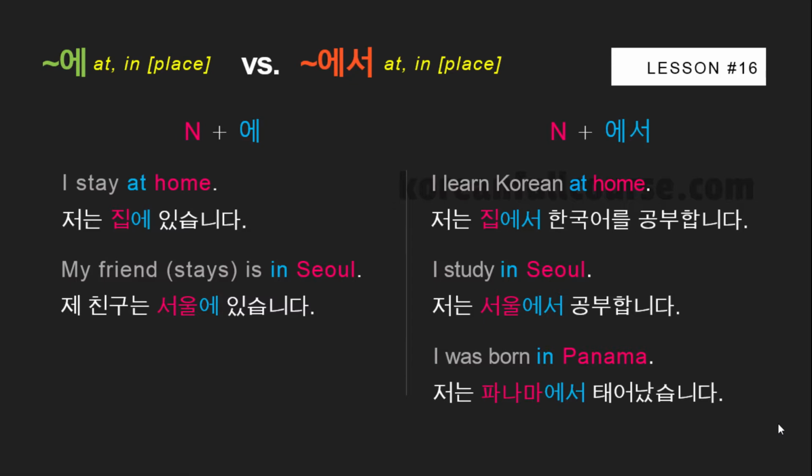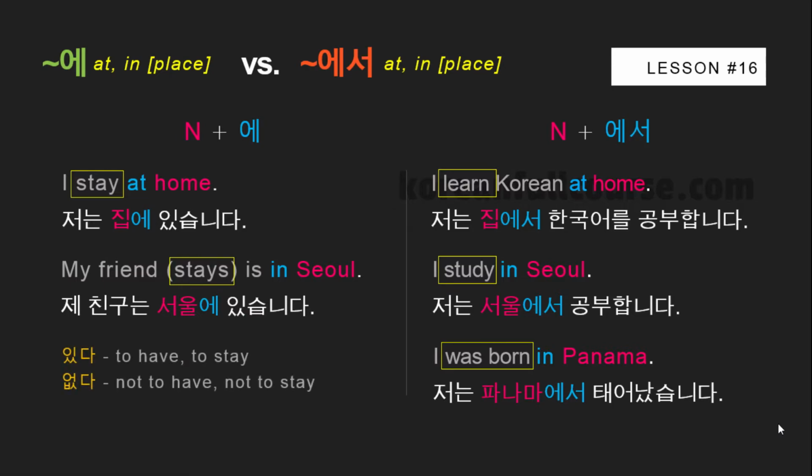The difference is in verbs. When the verb describes an action, for example, learn, study, was born, etc., use 에서. And when the verb describes a state, then use the preposition 에. However, most verbs are action verbs, and just a few verbs are state verbs. 있다 and 없다 are the most common state verbs. There is one verb, though, that you can use with both 에 and 에서.